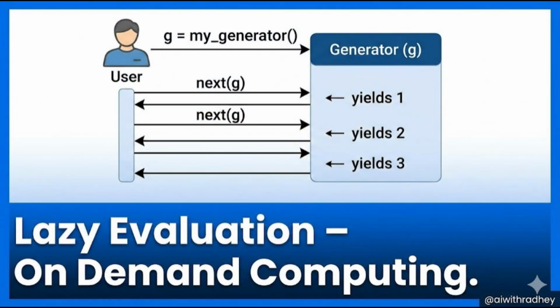Using next and iterators. When you call a generator, nothing actually runs yet. The work begins only when you call next. Each call steps the generator forward and produces the next value. One step, one value, no extra memory, no wasted computation. This is lazy evaluation. The generator computes only what you need exactly when you need it.